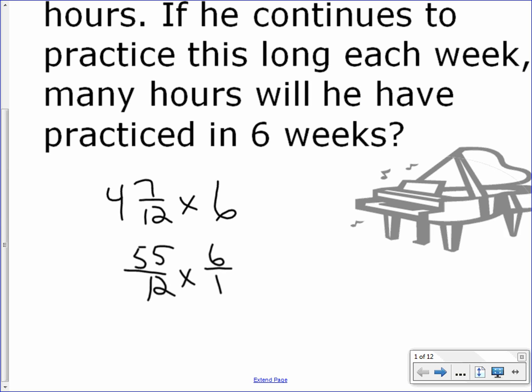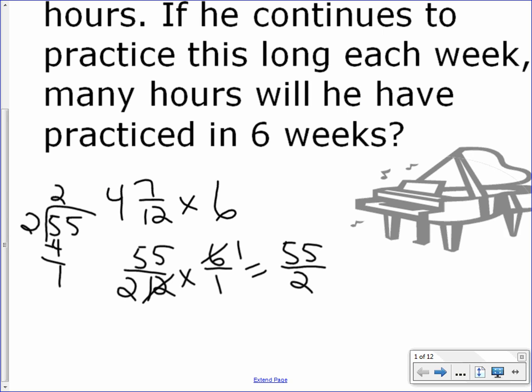I can cross reduce the 6 and the 12 because they share a common factor of 6. 6 divided by 6 is 1. 12 divided by 6 is 2. 55 times 1 is 55. 2 times 1 is 2. And then I'm going to divide it out. So 55 divided by 2. 2 goes into 5 2 times with 1 left over. Bring down your 5. 2 goes into 15 7 times with 1 left over. So my answer is 27.5 hours.